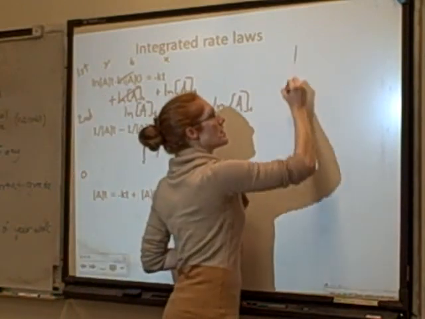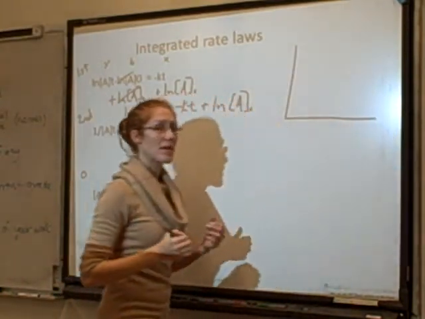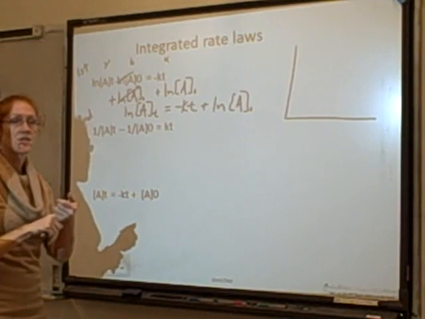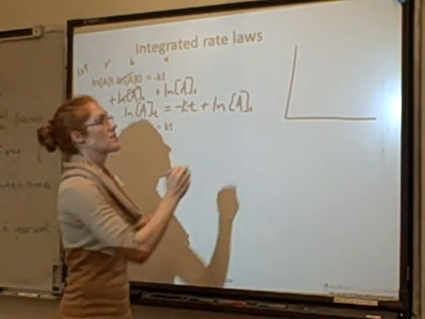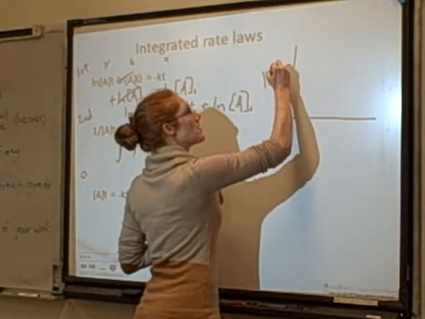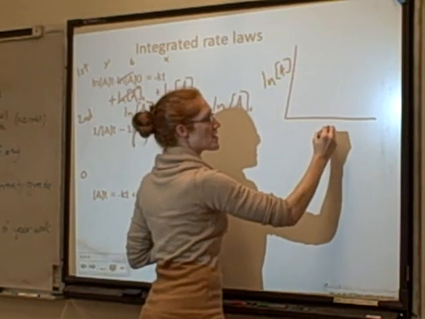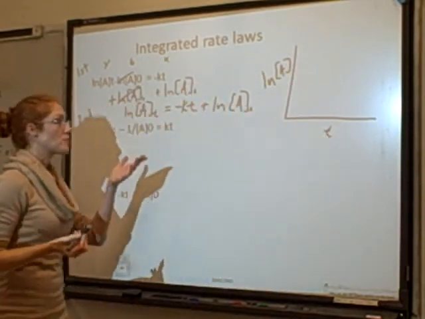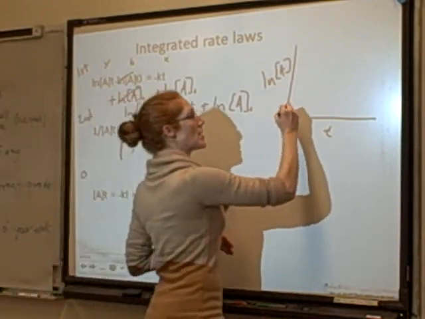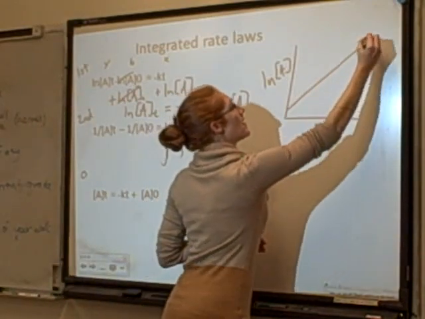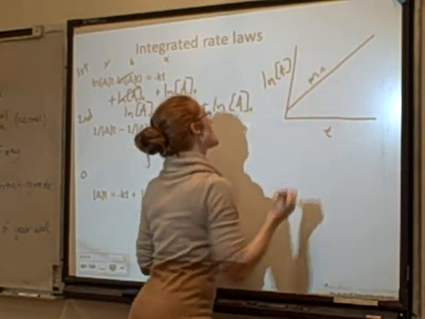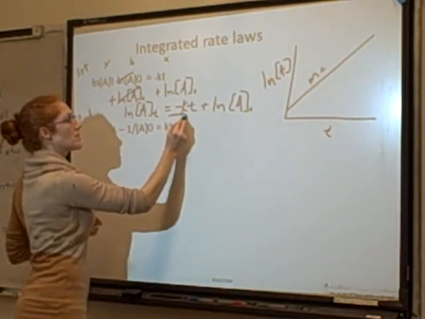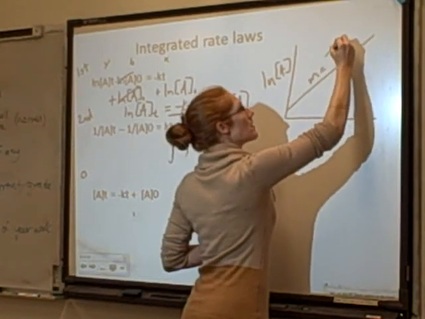So if I went into lab and collected concentrations at different times, and then took the natural log of those concentrations and plotted the natural log of the concentration versus time, if it is a first order reaction, I should expect a straight line. And I'll have a straight line where the slope, that's m, is equal to negative k right there, negative k.